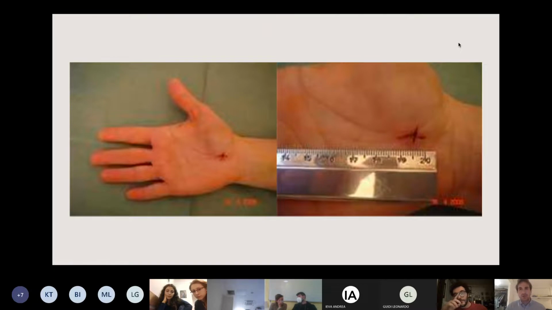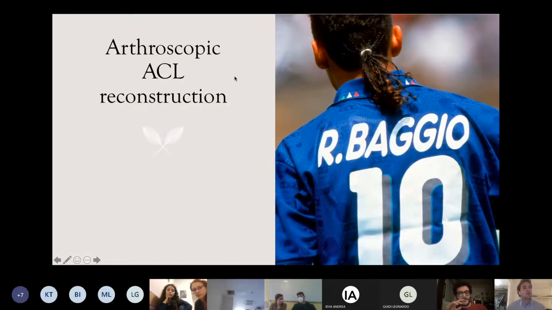Okay, we can move to our second topic, which is the arthroscopic anterior cruciate ligament reconstruction. Here I decided to put a picture of Roberto Baggio because, as you have seen on Instagram, Roberto Baggio was able to recover from an anterior cruciate ligament lesion in just 76 days, which is incredible because the average time to recover is usually between 8 and 9 months.